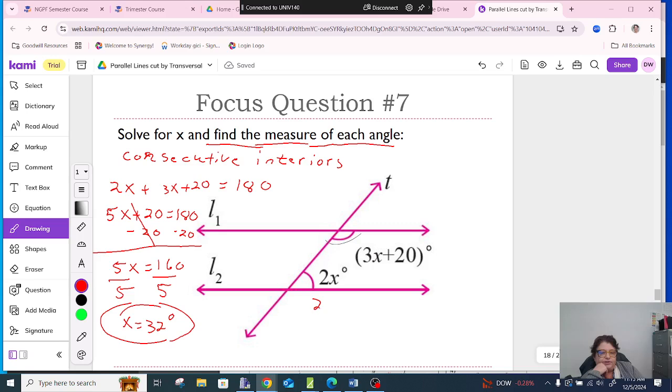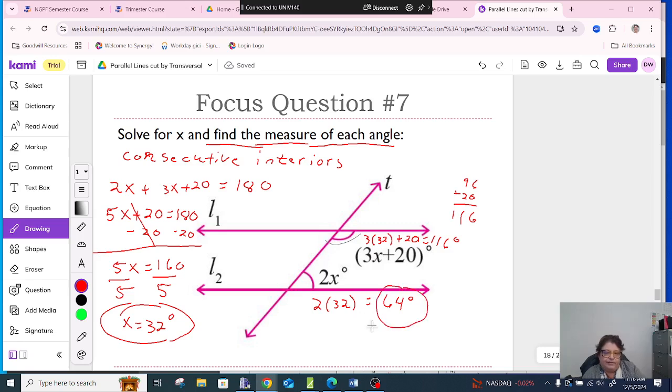So this one I have to take 2 times 32, which is equal to 64 degrees. This one I have to take 3 times 32 plus 20. So what? That's 96 plus 20, 116. And these two better add up to 180 or I did something wrong. Do they? Is 116 plus 64 equal to 180? Yeah, so I'm good. I'm in good shape.